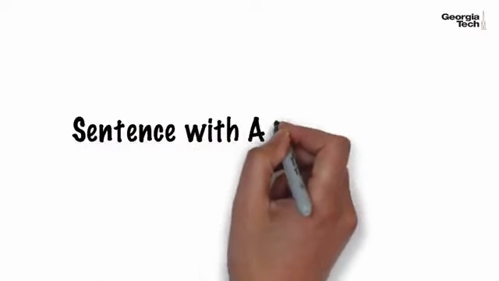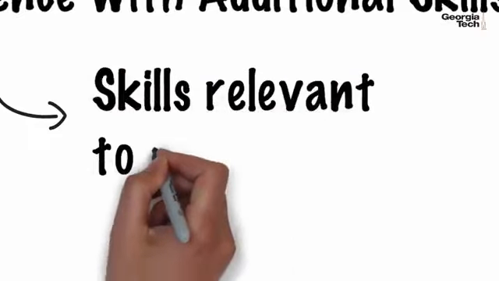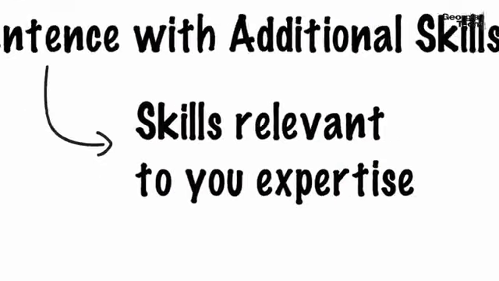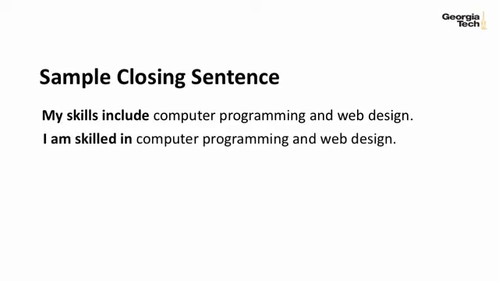Now that you know how to write your greatest accomplishments, we are going to talk about the final part of your summary of capabilities, which is to include a sentence with any other additional skills. This sentence is going to close your summary and present a list of skills that are relevant to your area of expertise. For example, your closing sentence could look like this. My skills include computer programming and web design. Or, I'm as skilled in computer programming and web design.